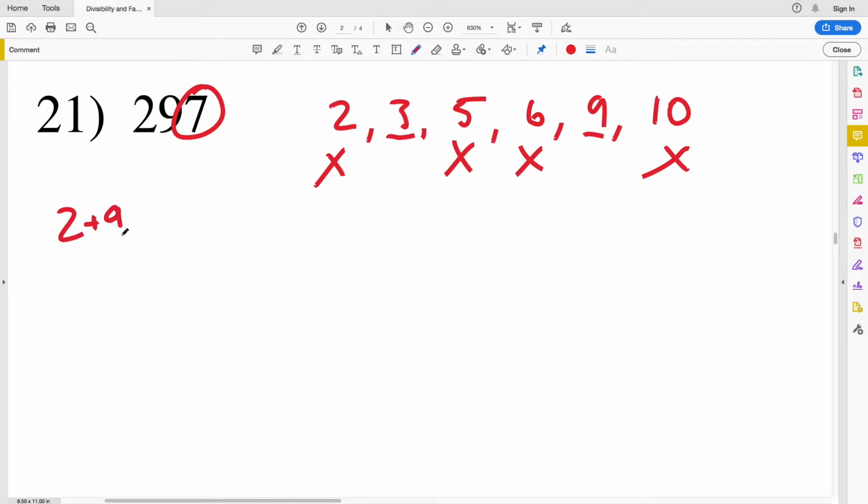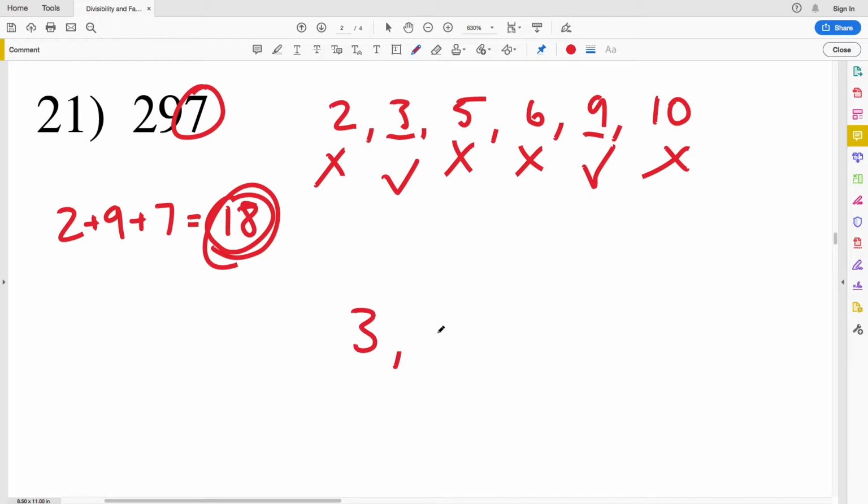2 plus 9 plus 7 is equal to 2 plus 9 is 11, and 11 plus 7 is 18. And because 18 is divisible by 9, that means it's also divisible by 3. 3 times 6 gives us 18, and 9 times 2 gives us 18. So 3 and 9 are both factors, and therefore our number 297 is divisible by both 3 and 9.